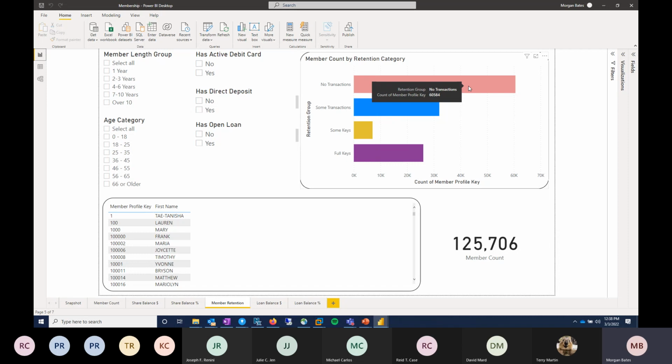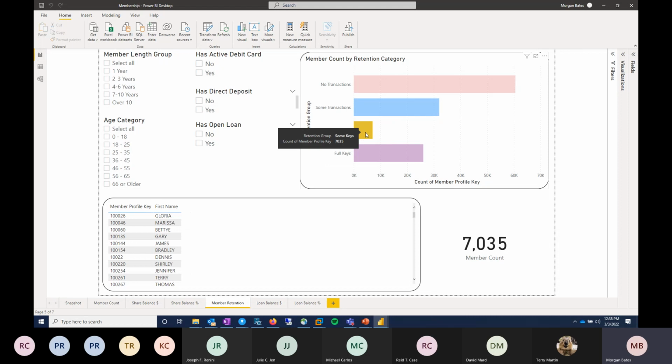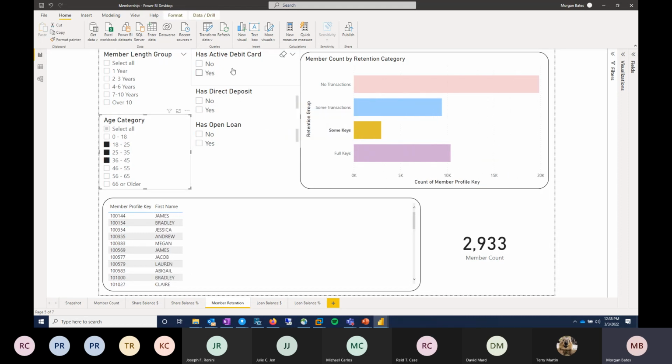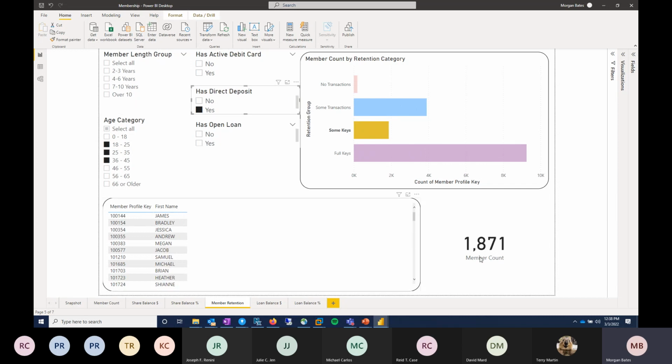So the name of the game is not to try and grab them as they're walking out the door. You want to change their behavior while you still can. You want to nudge their transactional behavior into the highest retention groups. So you say, okay, I'm going to target members with some keys, and they're between 18 and 45, and they already have direct deposit. There's 1,800 members that I'm going to create a campaign around, and I'm going to try and nudge them towards certain kinds of transactional behavior that is in the highest retention.